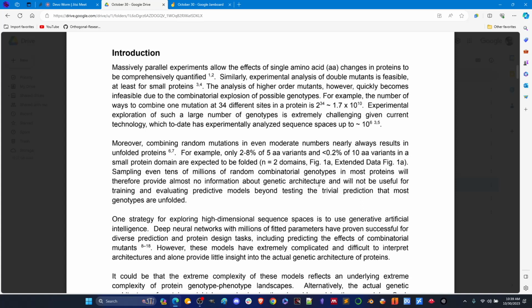Unfortunately, we don't necessarily know what mutations translate to the function of the proteins. So it will not be useful for training and evaluating predictive models beyond testing the trivial prediction that most genotypes are unfolded. So this would be something that we already know. We can kind of intuit it. So we don't need a model to tell us this, but this is kind of where deep learning models go. They basically tell us this, and this is not an insight.